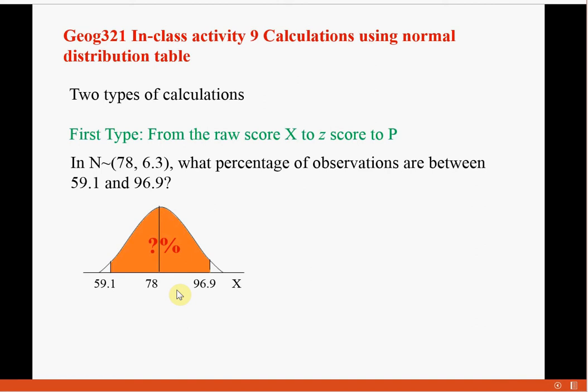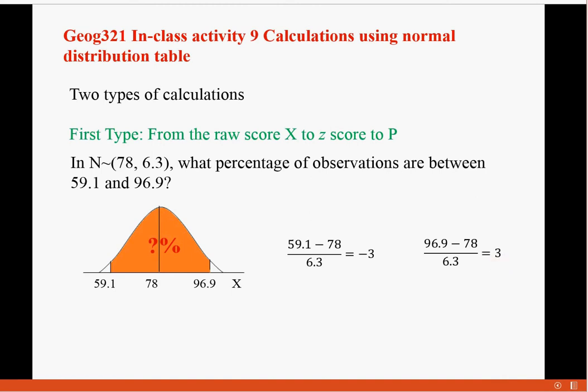And to determine that, we need to do this type of calculation, 59.1 minus the mean divided by the standard deviation. That gave us -3. So we know that 59.1 is 3 standard deviations below the mean. Similarly, we do the similar calculation to determine 96.9 is how many standard deviations from the mean. We did the calculation and the answer gave us +3. So 96.9 is 3 standard deviations above the mean.